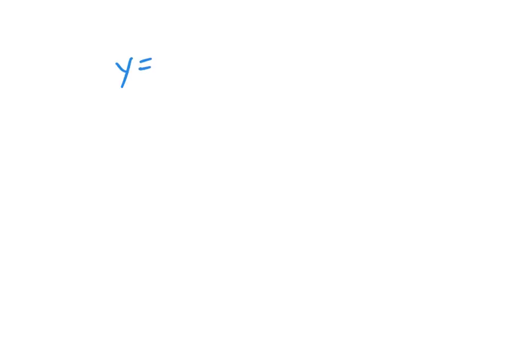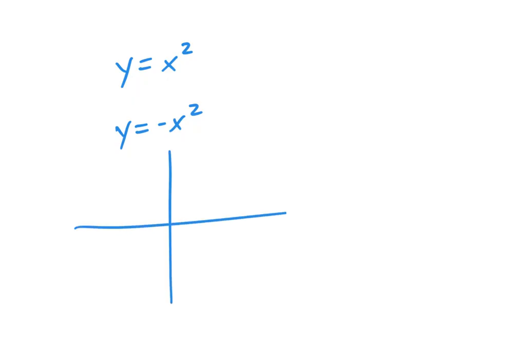So if I gave you y equals x squared, then y equals negative x squared is going to take the graph and flip it upside down. So this would be the graph of f of x equals negative x squared. It's my original x squared function, but it's just going to be moving it down.